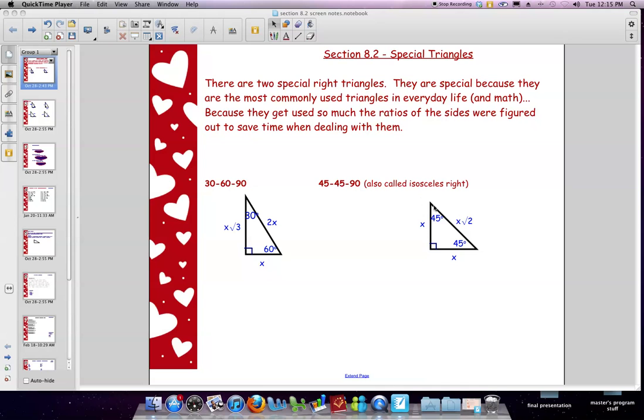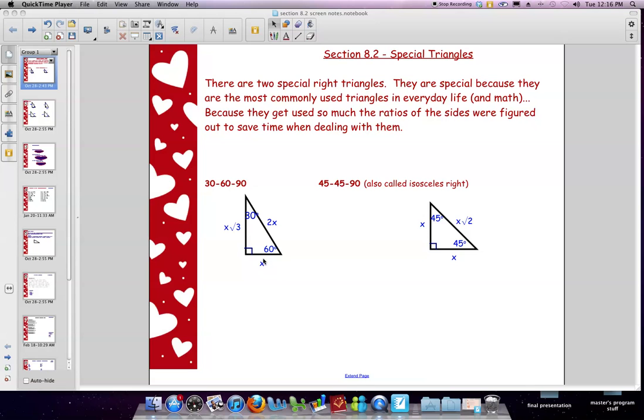The other one is the 45, 45, 90. Since two of the angles are the same, that means two of the sides are going to be the same. And then the third side is just the square root of 2 times whatever the length of the other two sides are. Okay? In the 30, 60, 90, whatever the length of the shorter leg is, the hypotenuse will always be twice as big as the shorter side. The other relationship is from the shorter leg to the longer leg: you simply multiply by the square root of 3, and that's how you get the length of the longer leg.